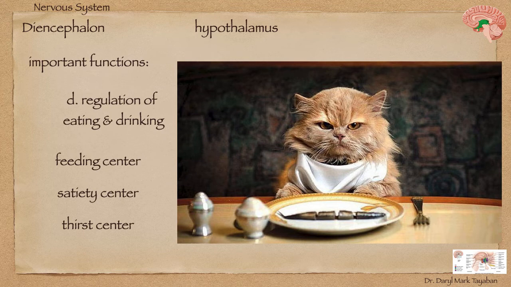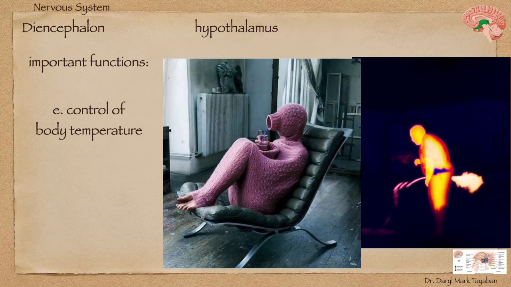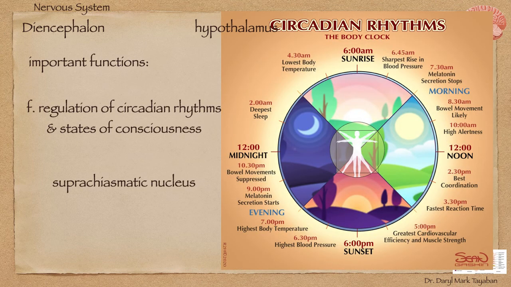And then also it contains a thirst center. It's very self-explanatory, so I won't dwell too much. Also, it controls body temperature. If you're very hot or very cold, I discussed this during homeostasis, so we don't need to dwell too much on this. For your question, the picture on the right side is I think a TV that could detect temperature. Just for you to correlate.